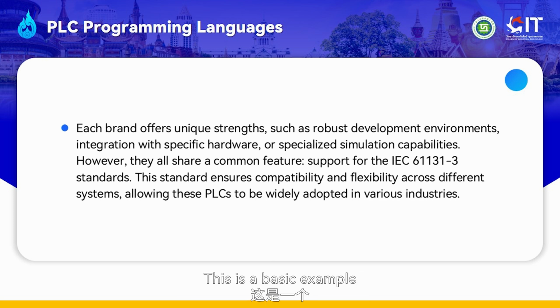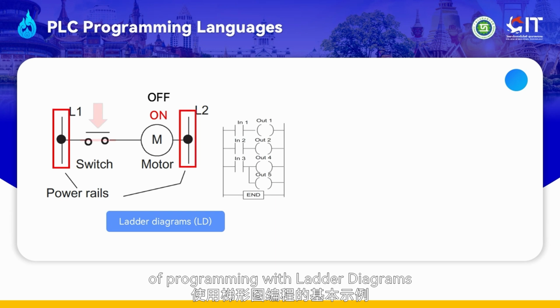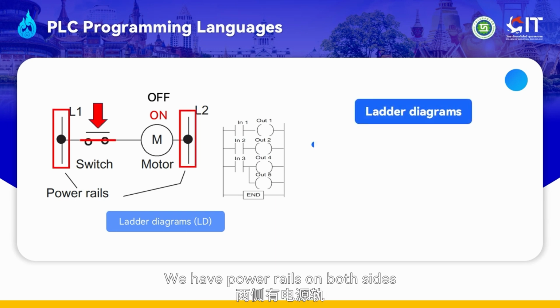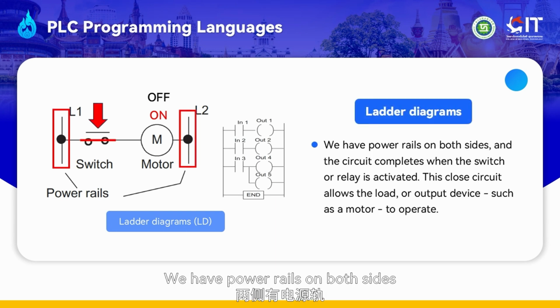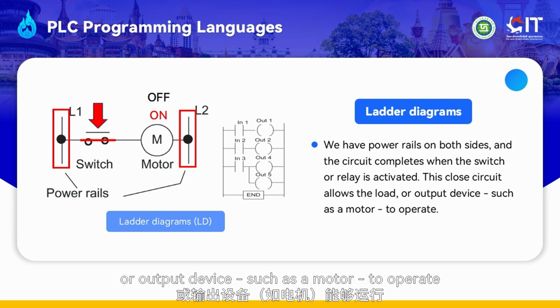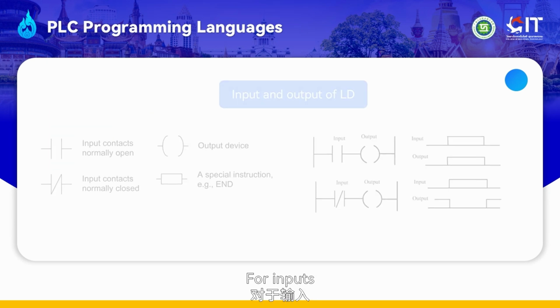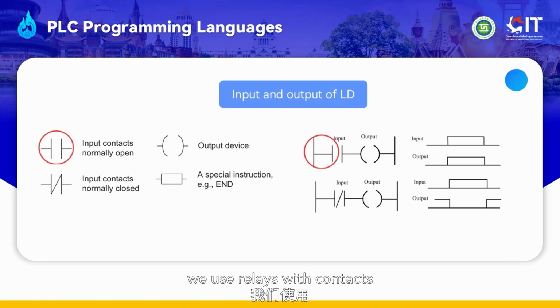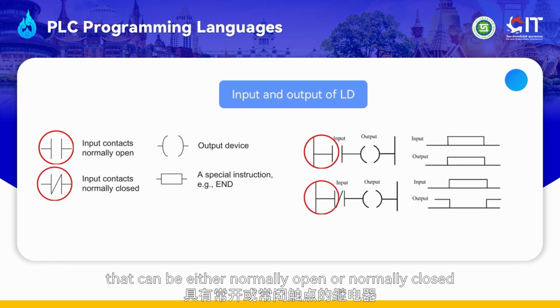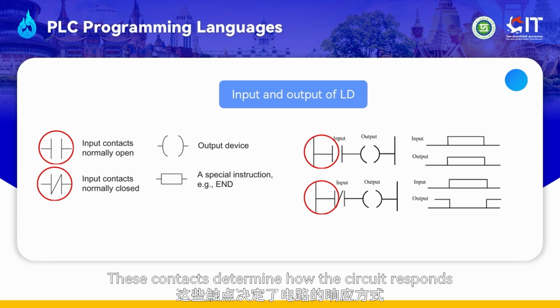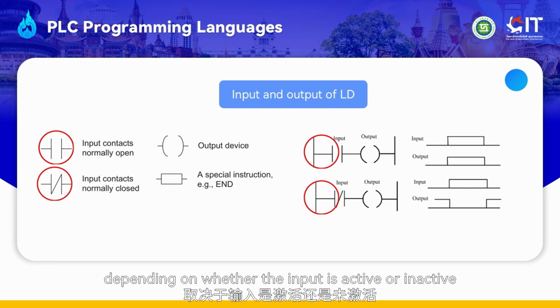industries. This is a basic example of programming with ladder diagrams. We have power rails on both sides, and the circuit completes when the switch or relay is activated. This closed circuit allows the load or output device, such as a motor, to operate. For inputs, we use relays with contacts that can be either normally open or normally closed. These contacts determine how the circuit responds, depending on whether the input is active or inactive.